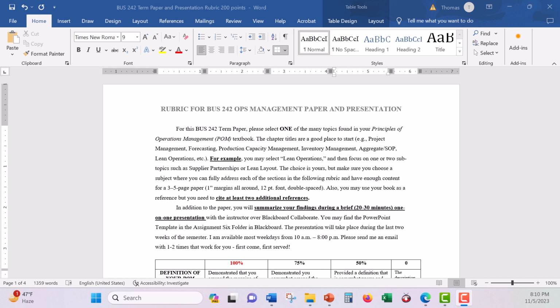So what you see on your screen is a copy of the rubric. I'm going to go through it, and I'll give you some examples as well.